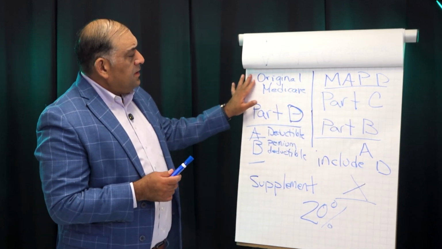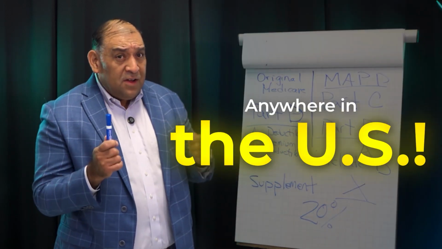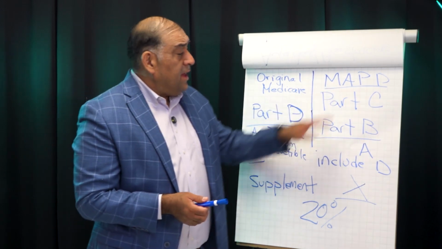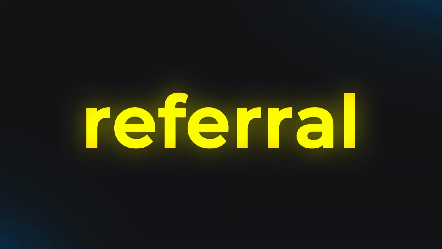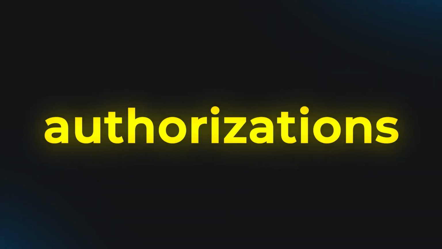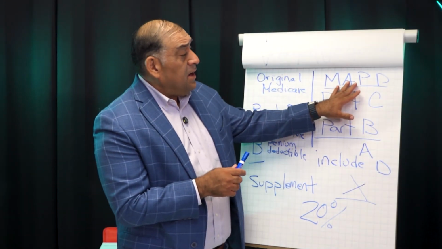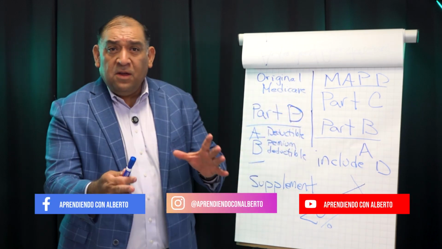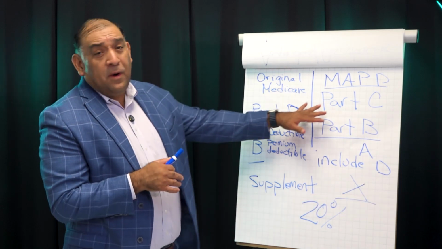One thing I want to mention is original Medicare. You can take that card anywhere in the United States. As long as a doctor accepts it, you can be seen. With Medicare Advantage, there's 3 rules. You have to have a referral, you have to have authorizations, and there's networks involved. So depending on the kind of plan you take, you're going to see all this information in my future videos on how I'm going to get into more details on how Part C works.